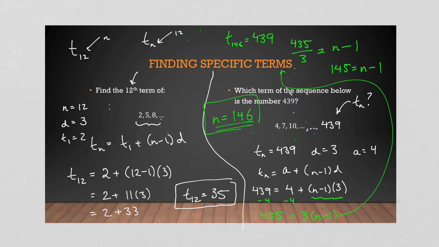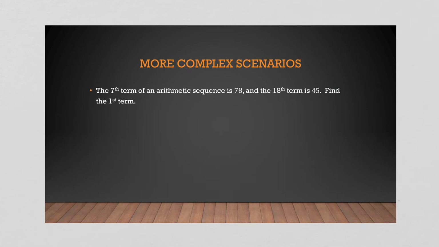We knew it was the nth term. We just didn't know what n was. So that is how you can find n. That can be a confusing aspect of arithmetic sequence and series, but that is the breakdown. Identify what's missing and find it. So these are some more complex scenarios now.